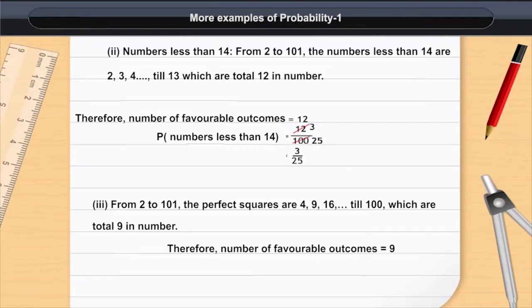3. From 2 to 101, the perfect squares are 4, 9, 16 till 100, which are total 9 in number. Therefore, the number of favorable outcomes is equal to 9. P of a perfect square is equal to 9 by 100.